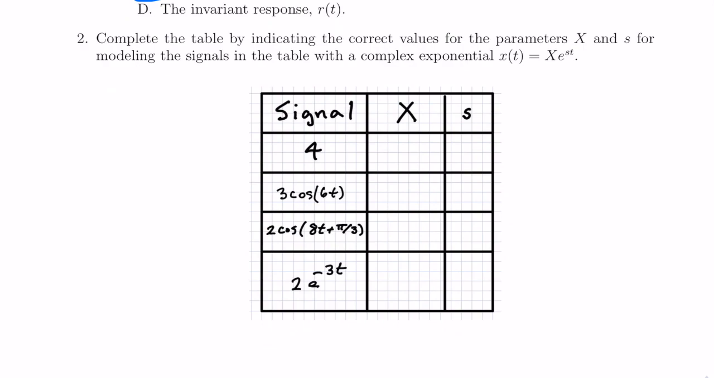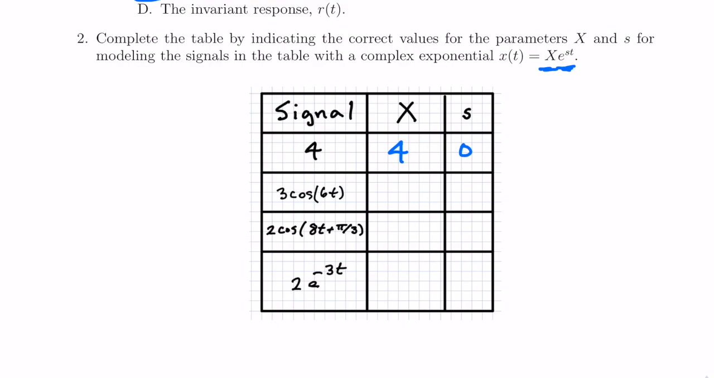Okay, next, we need to model a particular signal with a complex exponential, something of the form x e to the st. What is x and what is s? I think most people got this right: you take s equals 0, e to the 0 is 1, and so you just get a constant in that particular case.